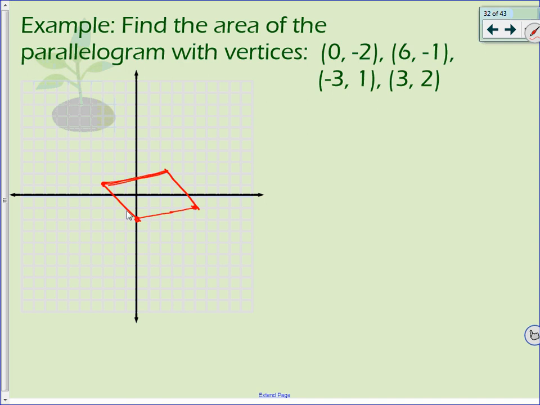Alright, some people just want to do it. So you're going to write the components of 2 vectors that define the parallelogram. They can be any 2 vectors, but they can't be the same vector, because that would not be a parallelogram.